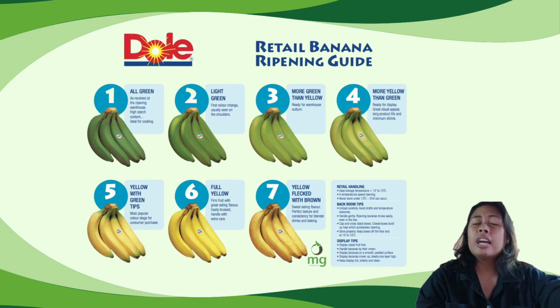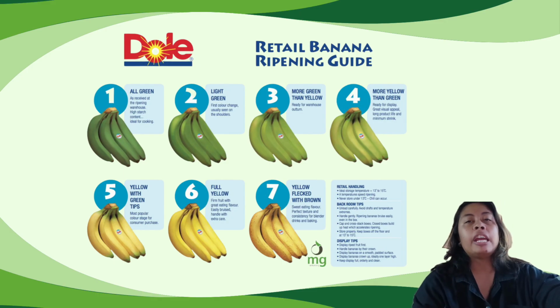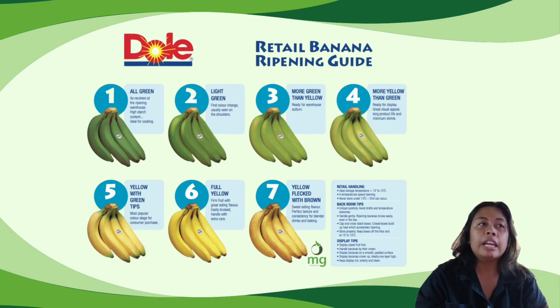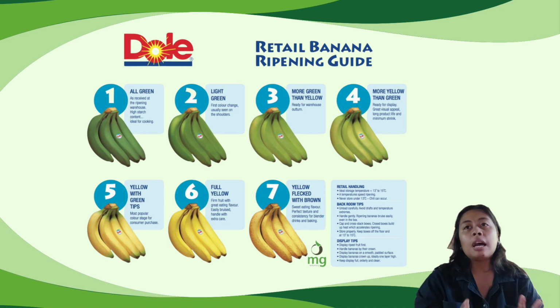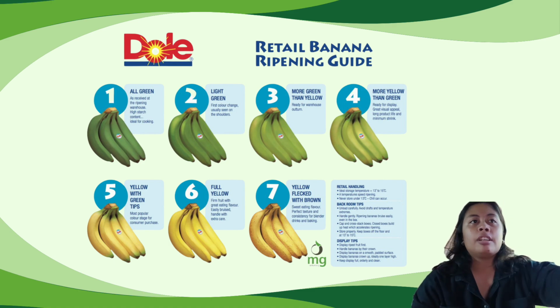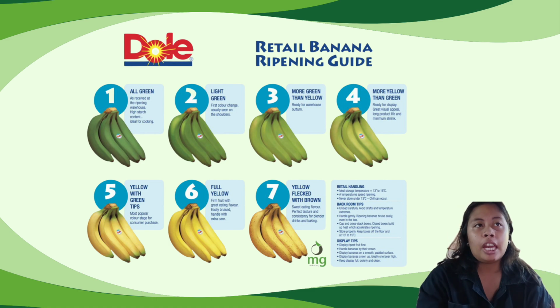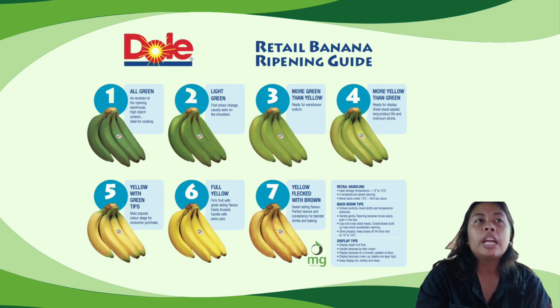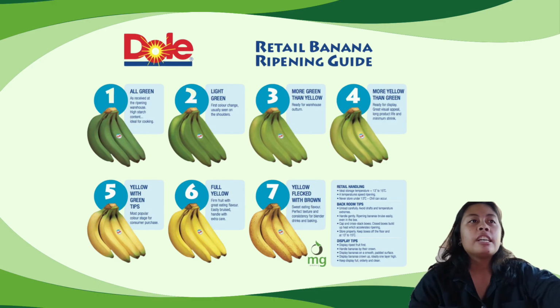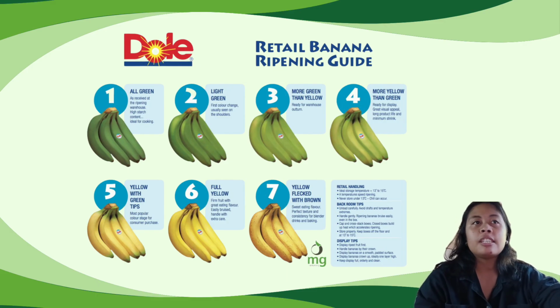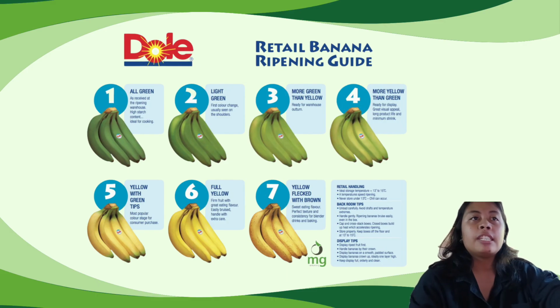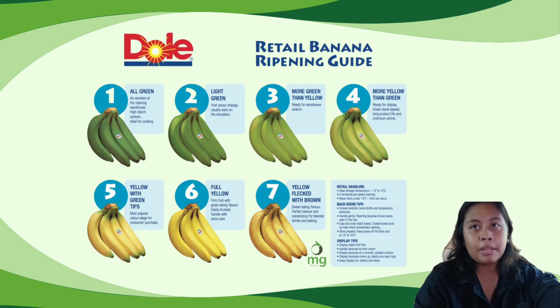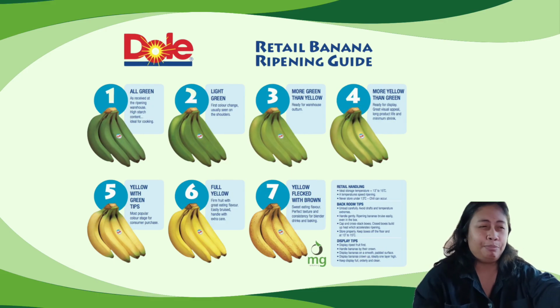So, there is now more yellow than green, and it appears appealing to the eyes of consumers. Then, stage 5 is yellow with green tips. This is usually what people buy, for the perfect balance of firmness and sweetness. Stage 6 is full yellow. It indicates that the banana is fully ripe.